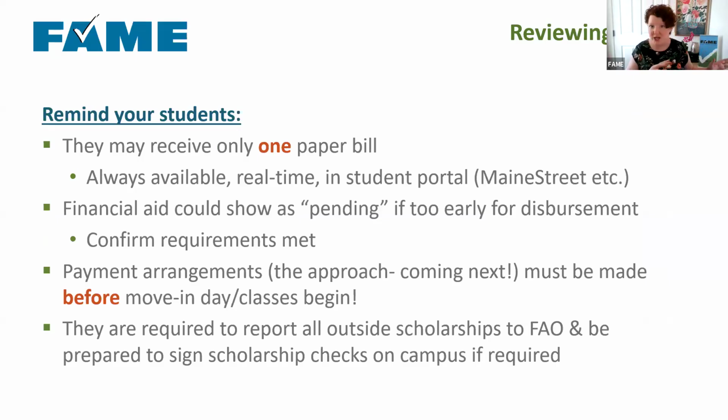So if a student makes changes to what classes they signed up for or anything like that, they're going to want to go back to that student portal to take a look at their bill. It is always available in real time in that portal. One of those examples would be MaineStreet for the University of Maine System schools.